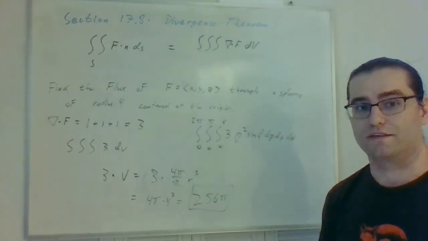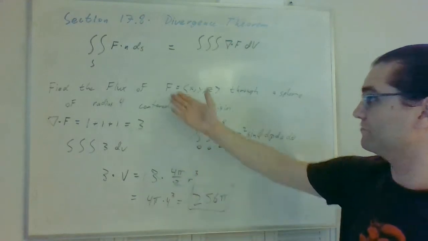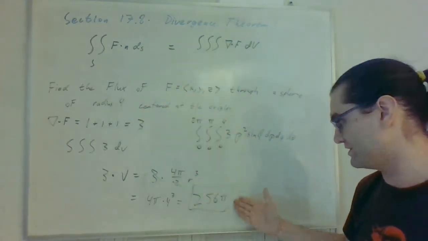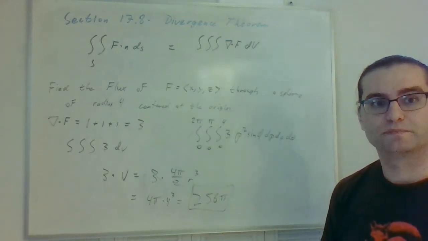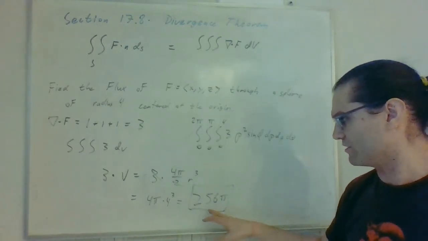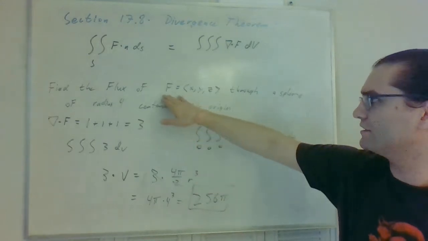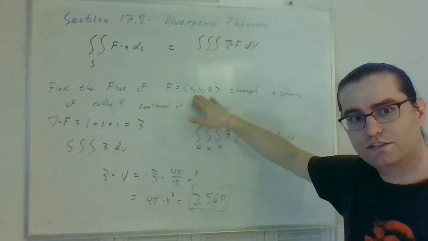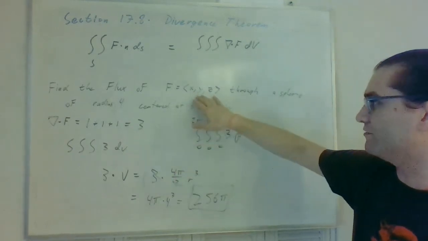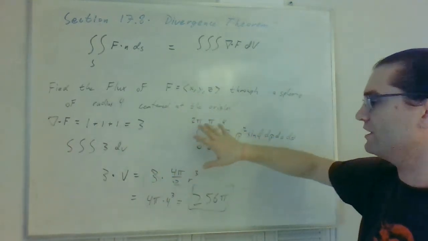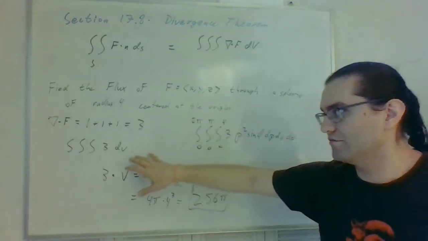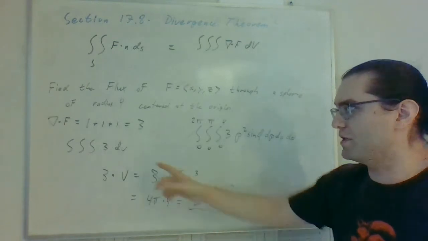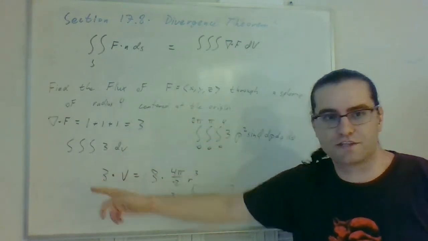I integrated nothing, but I know the flux integral of this vector field through a sphere of radius 4 is this. A lot of the problems in this section are going to work out this way. You'll take your divergence and you'll get just a constant, and then it'll ask you for the flux through some surface, and you'll be like, okay, I'll just find the volume of that enclosed object and multiply that by the constant I get from the divergence, and then I'll be done.